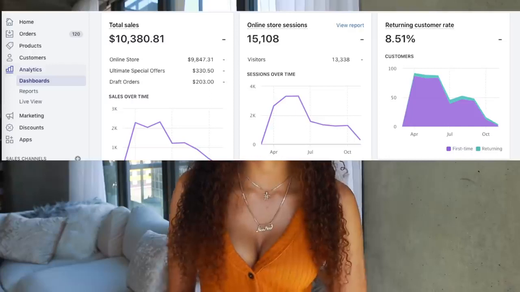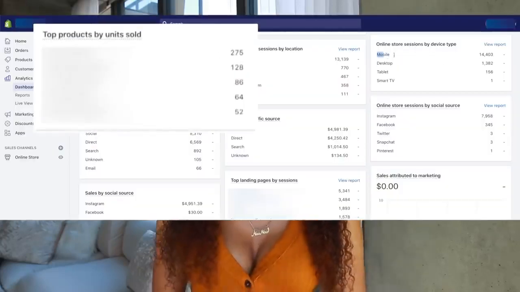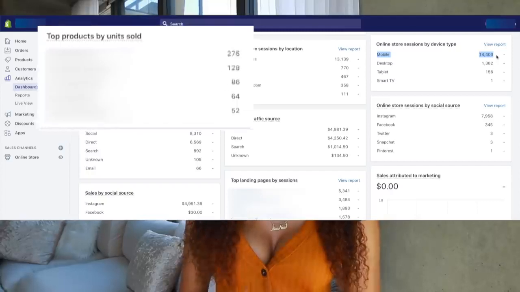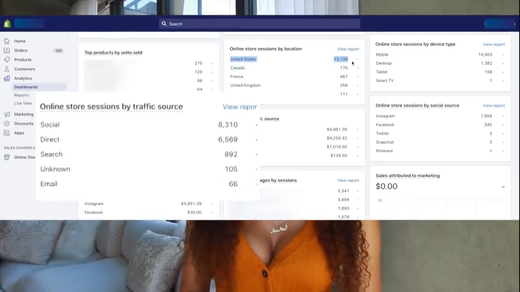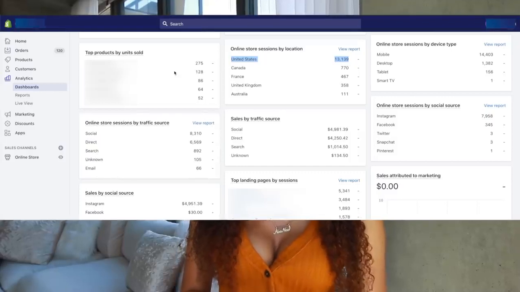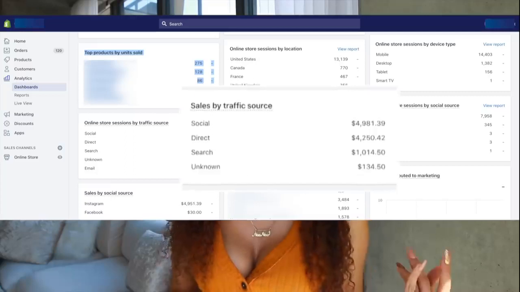For a basic membership, you can see your total sales, your conversion percentage, your online store sessions, your average order value, total orders, top products sold by units, top products sold by country, online sessions by certain traffic sources, sales per traffic source, as well as what people are shopping on. Are they shopping on mobile? Are they shopping on tablet? Are they shopping on desktop?